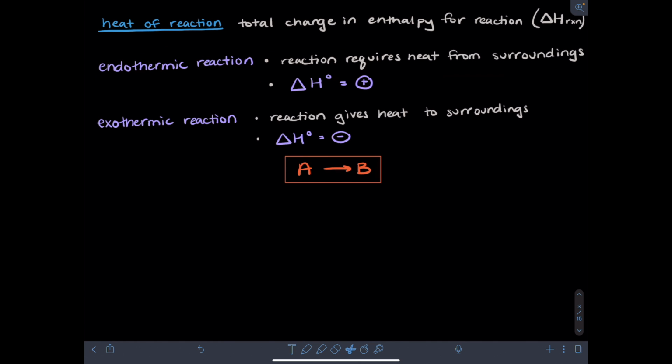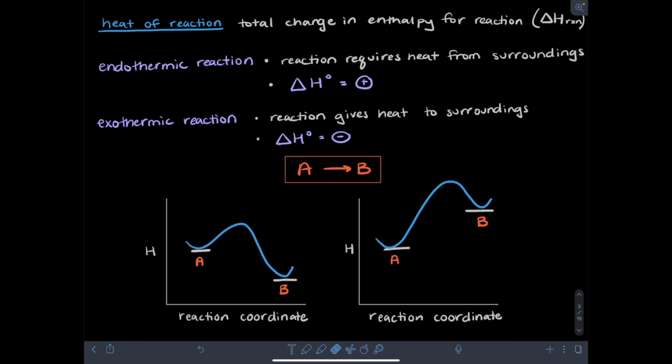Let's consider a general reaction of a starting material A going on to form a product B. Here I'm showing 2 diagrams where I'm plotting enthalpy on the y-axis and the course of our reaction going from A to B over a barrier on the x-axis, known as the reaction coordinate.